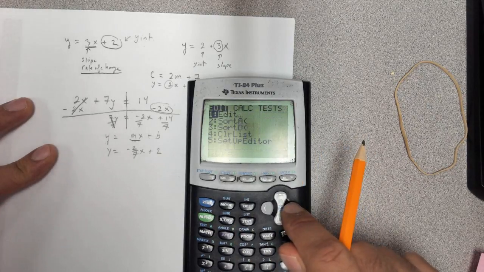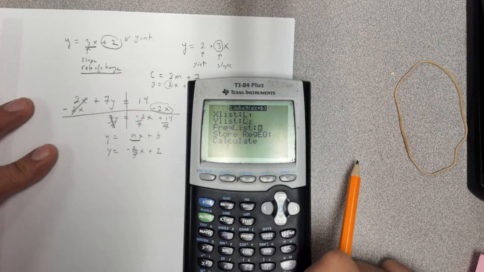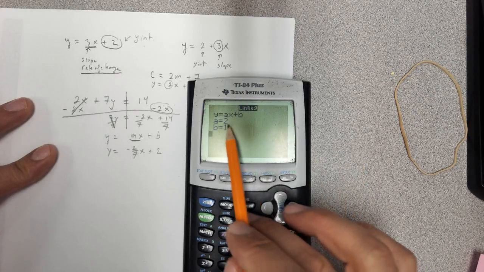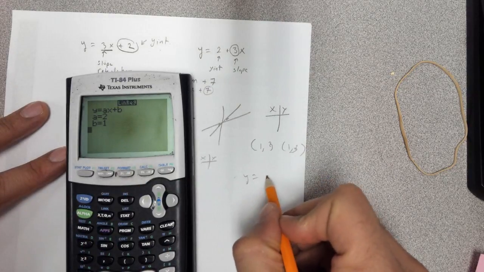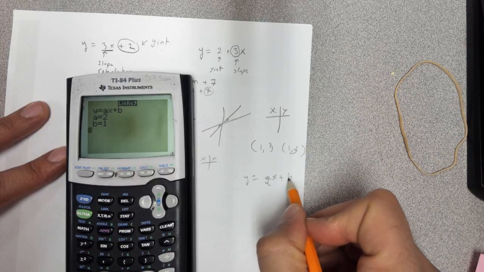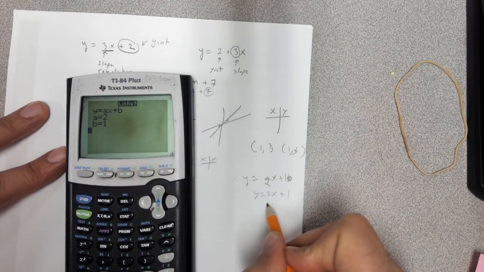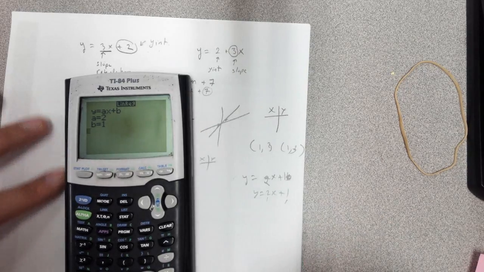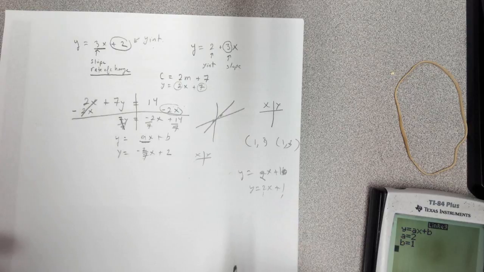And then you can go stat, calculate, linear regression, number 4. And if you press all the way to calculate, it will give you the slope and the y-intercept. So y equals ax plus b. A is 2. B is 1. So y equals 2x plus 1. Here's your slope, here's your y-intercept, and now you can plug in the calculator. This is a very important skill to know, and you have to be able to get both of them.